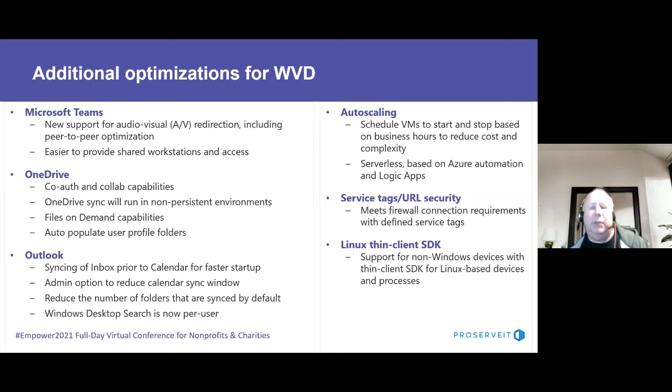One of the key things WVD brings to the table is what's called auto scaling. And this is the ability to start and stop VMs based off of business hours to reduce overall cost. So as I mentioned previously, with Windows Virtual Desktop, with Azure, everything is baked around per minute billing. So as long as a virtual machine is running, you're paying for the CPU cycles, the memory, and the storage associated with a virtual machine.